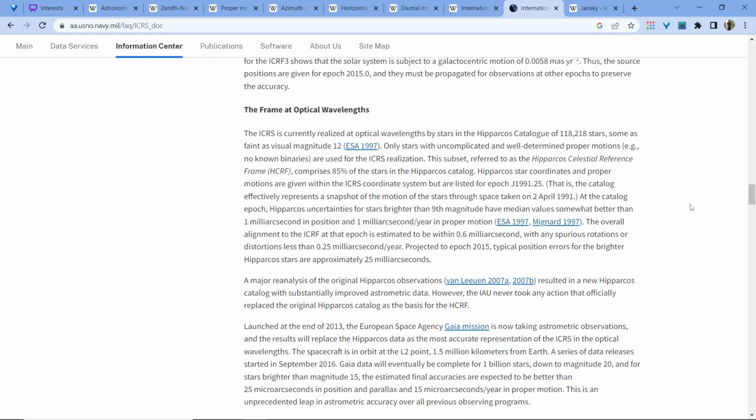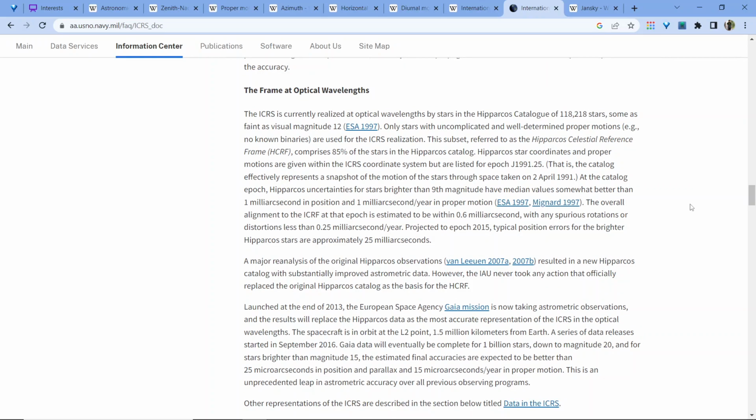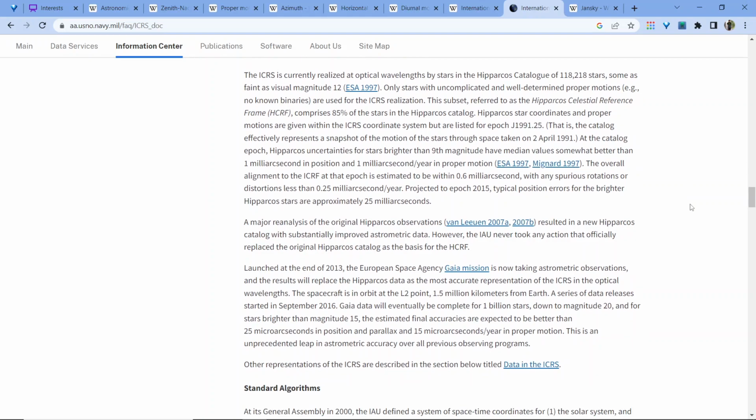A major reanalysis of the original Hipparcos observations resulted in a new Hipparcos catalog with substantially improved astrometric data. However, the IAU never took any action that officially replaced the original Hipparcos catalog as the basis for the HCRF. Launched at the end of 2013, the European Space Agency Gaia mission is now taking astrometric observations, and the results will replace the Hipparcos data as the most accurate representation of the ICRS at optical wavelengths.